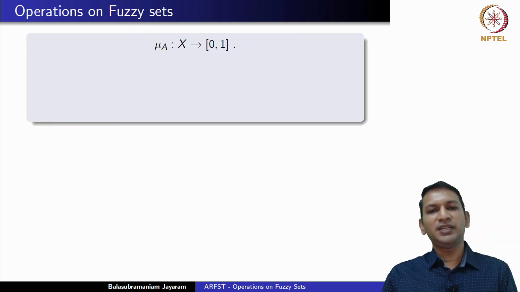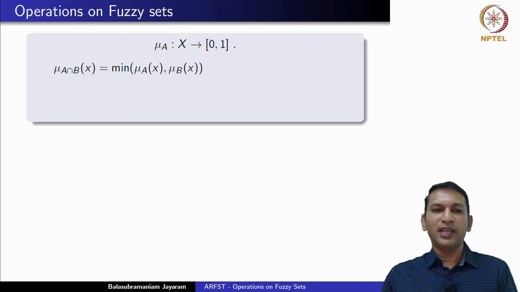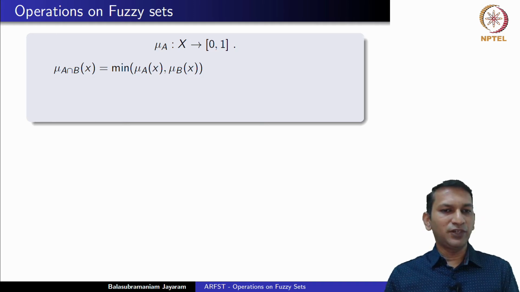We know a fuzzy set is a function from the underlying domain X to [0, 1]. If you are given two such fuzzy sets, mu A and mu B, we write, by generalizing what we have seen a few slides earlier, the corresponding membership function as mu of A intersection B of X as the minimum of mu A of X, mu B of X. That means, once again, the membership function of the intersection between two fuzzy sets, we are writing it as a minimum of the corresponding membership functions.